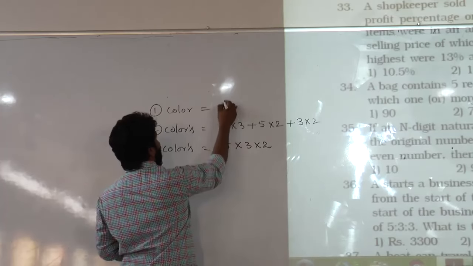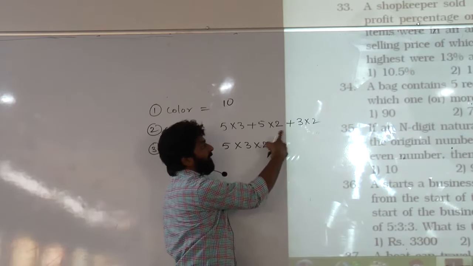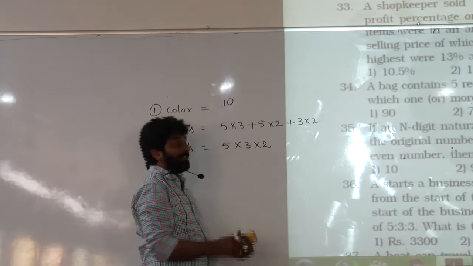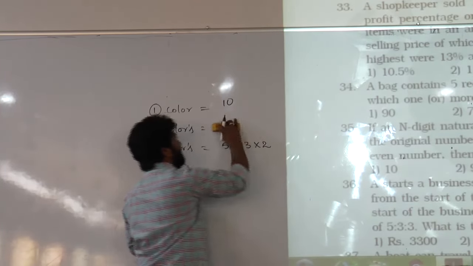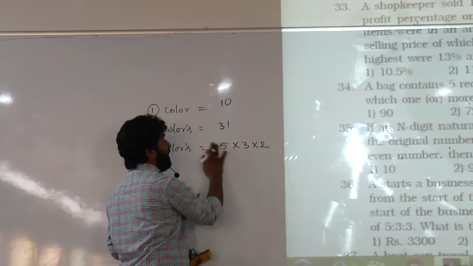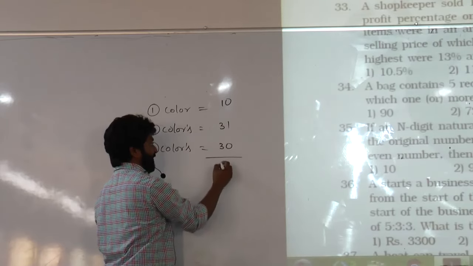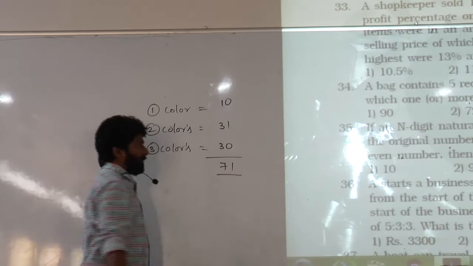And next number 15, 10, 25, 6, 31. This is 31 ways. And this is 5 into 3 into 2, 30 ways. Total how many? 71.